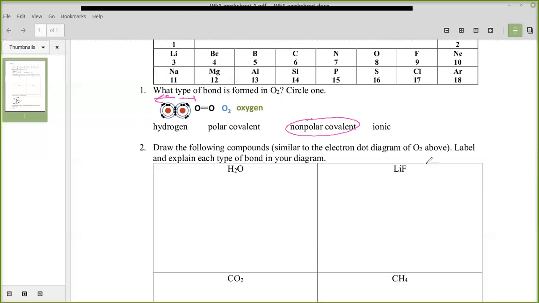Next thing they want us to do is draw the following compounds and then explain the different types of bonding. I'm going to admit something to you here. I've been trying to look up these diagrams, and everybody seems to draw them slightly different ways. So I'm just going to draw them the way I draw them, right?